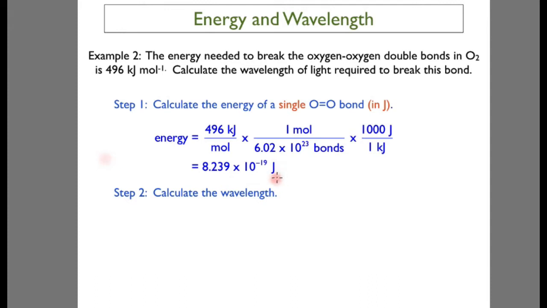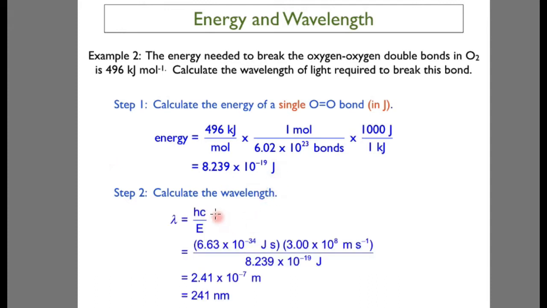Now we have this, we can use the formula we just used before. Planck's constant multiplied by the speed of light divided by energy gives us wavelength. And you can see again our answer comes in times 10 to the minus 7 meters. And so we can convert by shifting the decimal place 2 along to minus 9 and put it in nanometers, which would be 241 nanometers.